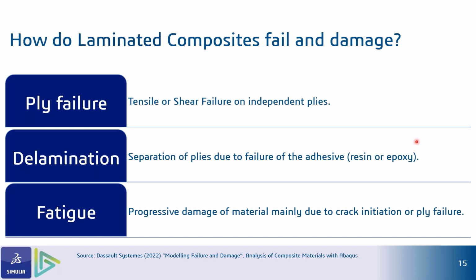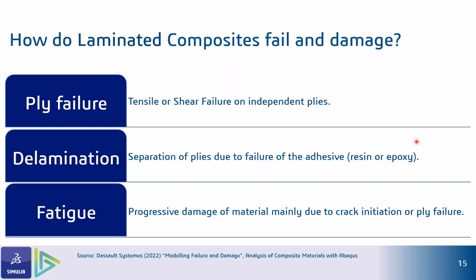Delamination is also caused by the third reason, and that's fatigue. Fatigue happens when your composite reaches a certain loading cycle, after which it can no longer sustain those stresses and starts cracking and later causes delamination. So here are the three forms.